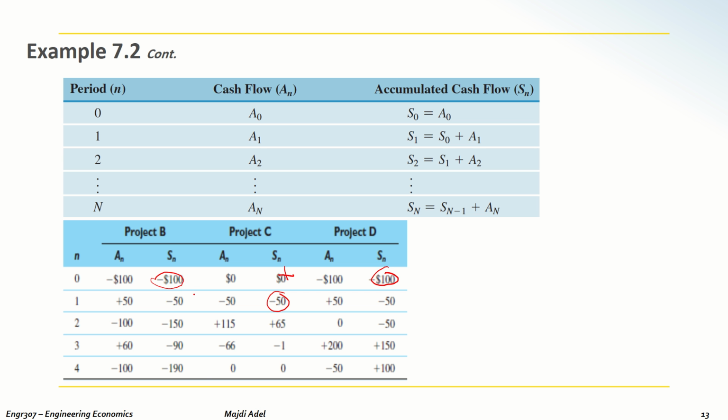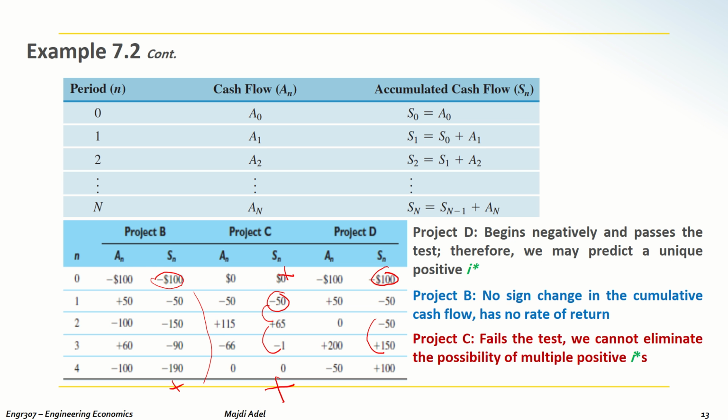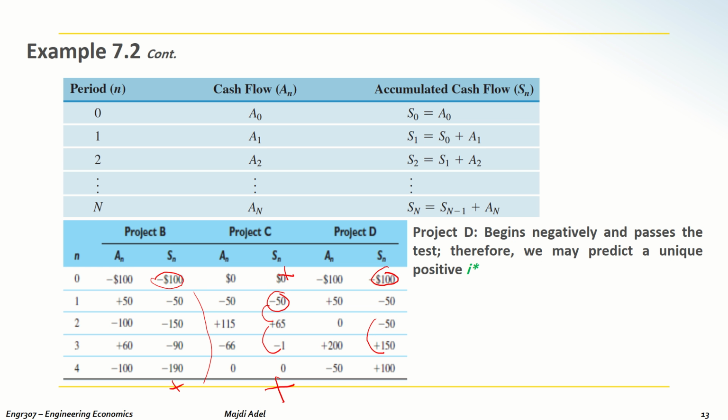For project B, it doesn't change its sign and it remains negative. So it doesn't pass the condition. For project C, it changes its sign 2 times. So it fails the test. For project D, we can see it changes its sign only 1 time. So project D has only one internal rate of return.